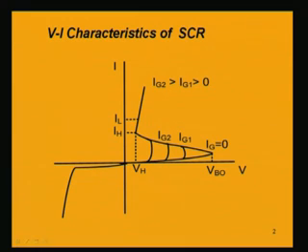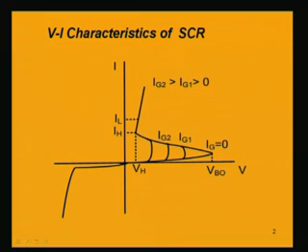Now, there are two specific currents, the holding current and the latching current. These currents carry significant meaning, because the holding current is the value of current below which, if the current in the thyristor falls, it will be turned off. That is, in order to turn off the thyristor, the current through it must be made to fall below the holding current.